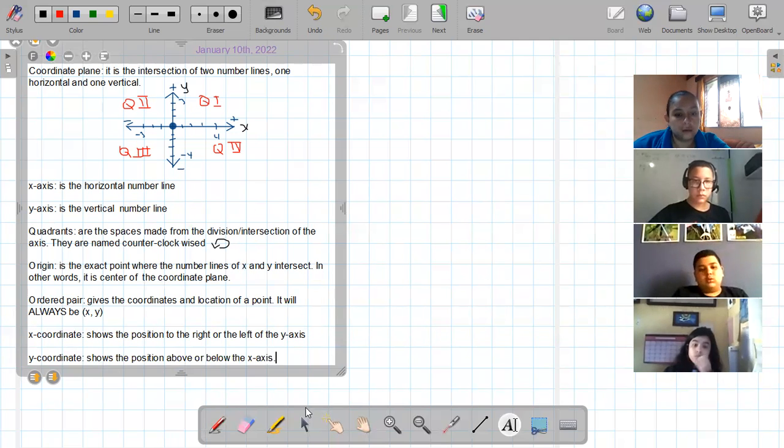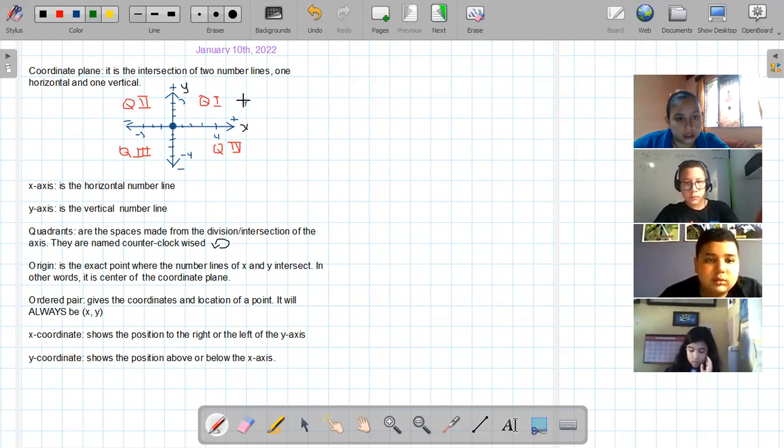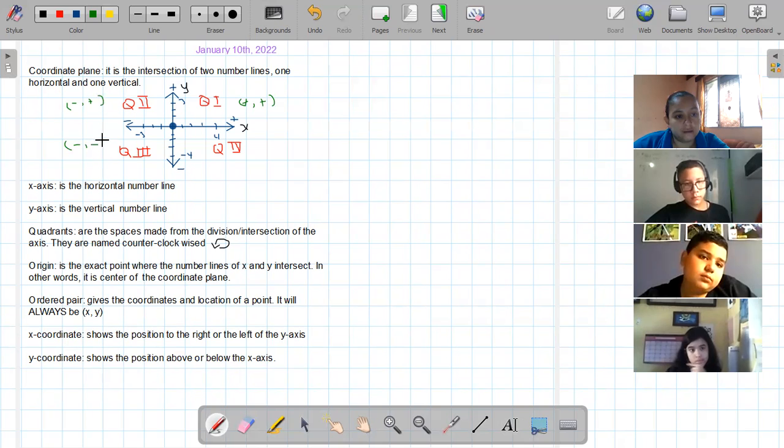Okay, so going back to what I was saying. Since it is positive x, it's going to be positive and positive. Quadrant 1. Quadrant 2, because the x goes first, this is negative and positive, because it's positive y. This is both negative, so negative, negative. And this is positive, negative.